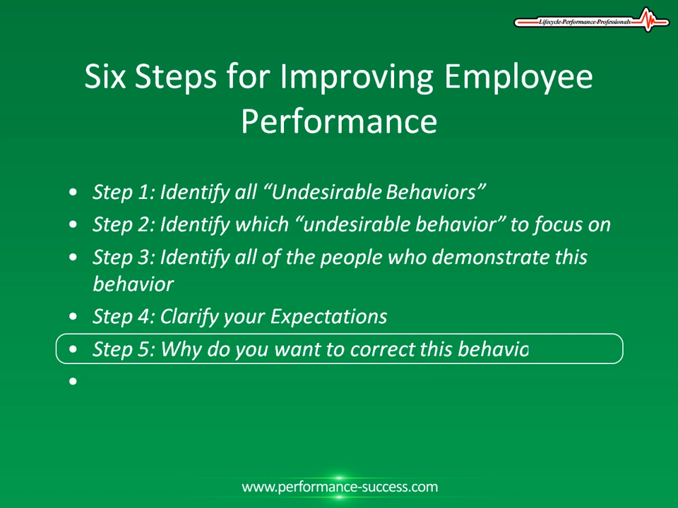Why do you want to correct this behavior? What are the consequences to the business, the team, or the customer of the performance problem? To be assertive and to create a compelling reason for change, you've got to use your skills to discuss the impact of their behavior. You've got to explain this to the employees so that they definitely understand exactly what's going on. So in this step, in the next cell, you want to write down why you want to correct this behavior.